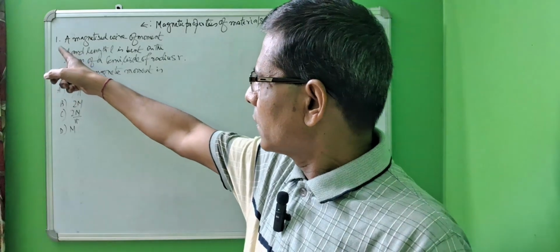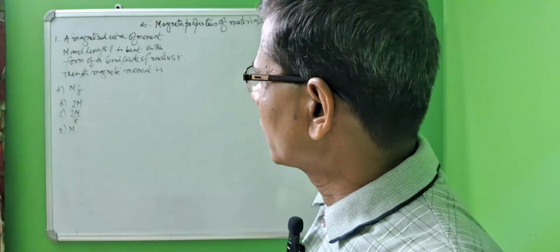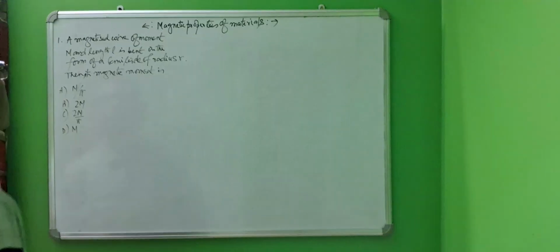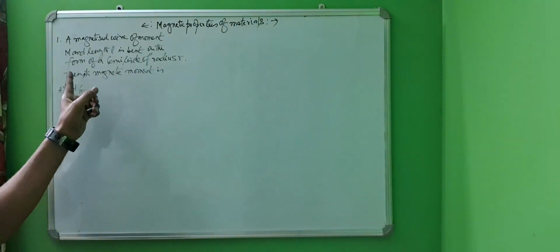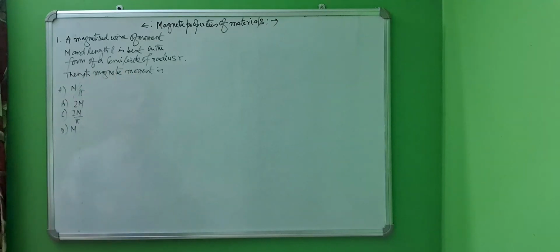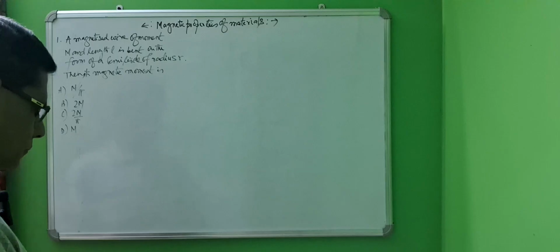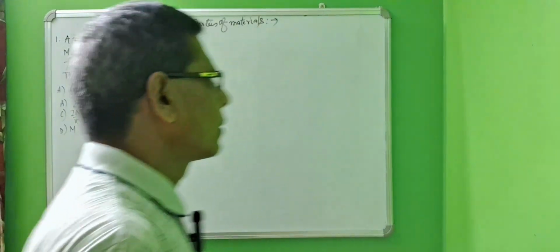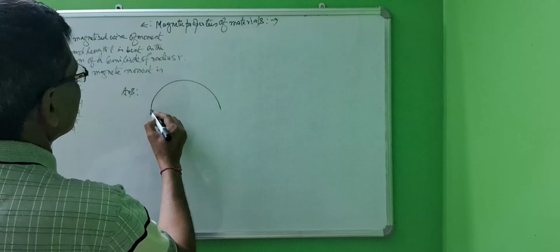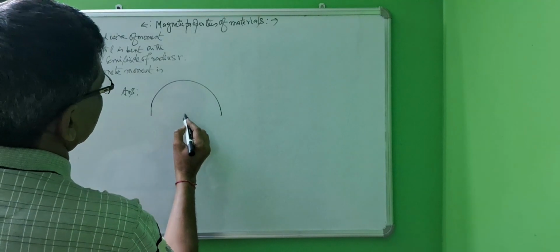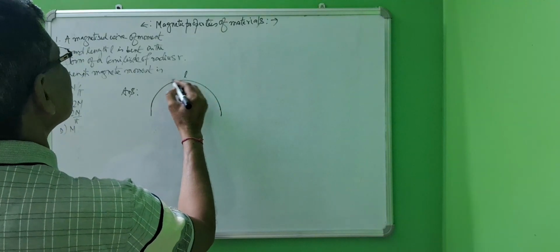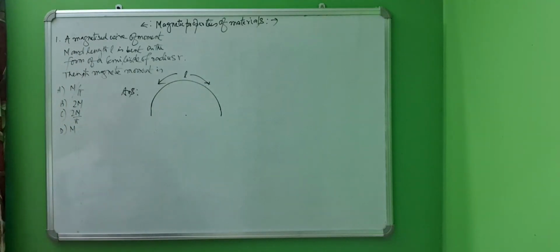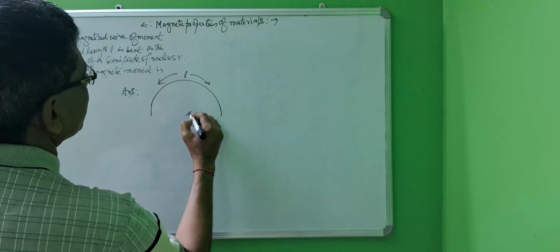Number one problem written on the board. A magnetized wire of moment M and length L is bent in the form of a semicircle of radius R.